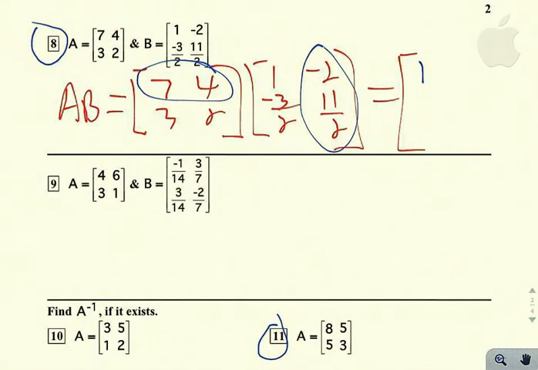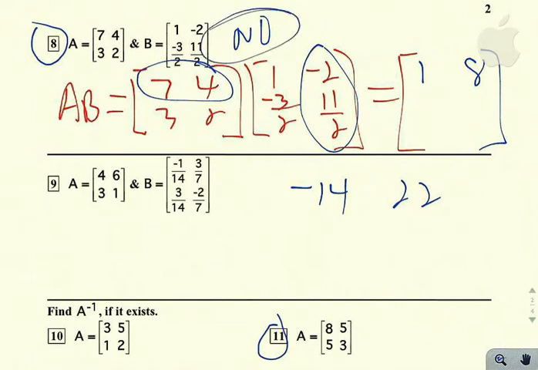Now, first row, second column. First numbers minus 14, second numbers 22. That adds up to 8. We don't need to go any further. We're not getting the identity matrix. The answer is no. They're not inverses of each other.